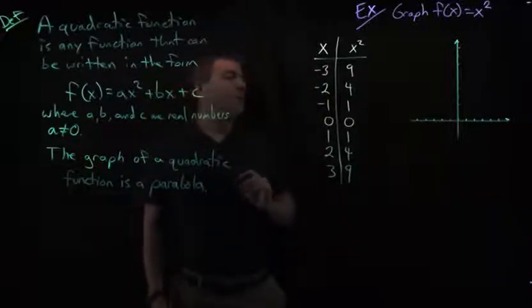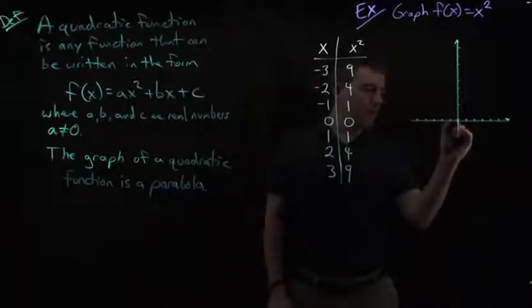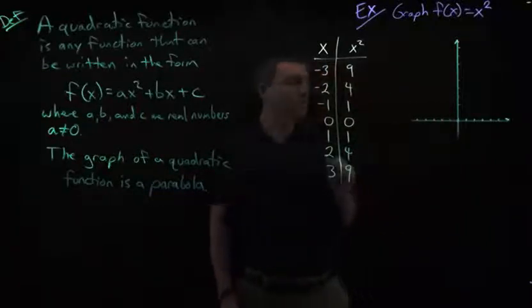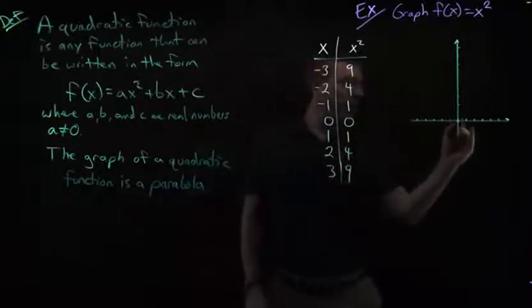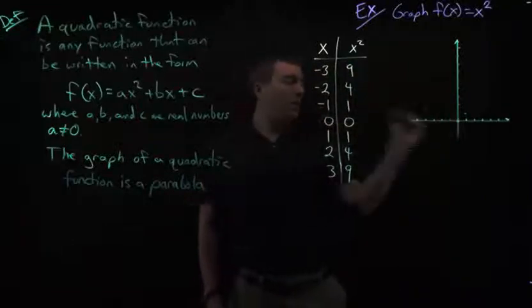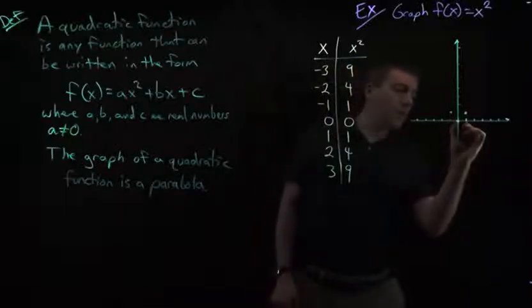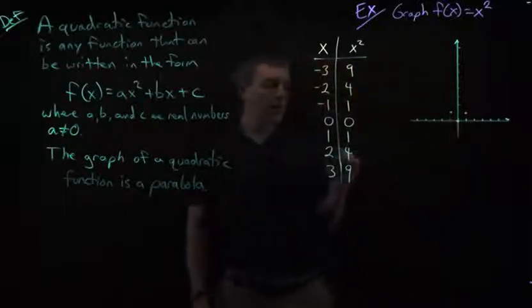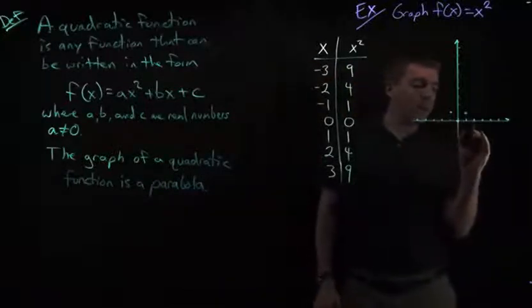And let's plot those on our graph. We've got the origin. I'm going to go ahead and plot the origin on there first. And now we have 1, 1, so over 1 up 1. And we also have negative 1, 1. So to the left 1 and up 1. And we have 2, 4. So we go over 2 and up 4.